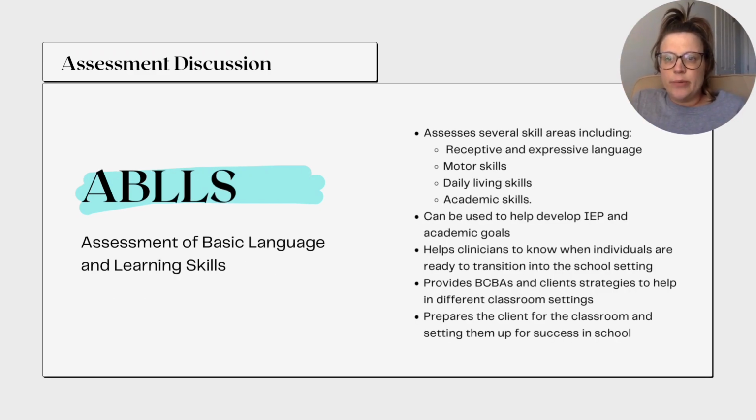The second assessment we will discuss is the ABLES, which stands for Assessment of Basic Language and Learning Skills. This assessment looks at several skill areas, including receptive and expressive language, motor skills, daily living skills, and academic skills. Information from this assessment can be used to develop IEP goals and academic goals for kids who are school age. The ABLES can also help clinicians make informed decisions about when clients are ready to transition into the school setting and provide strategies to help in different classroom settings, which will prepare the client for success in the school setting.